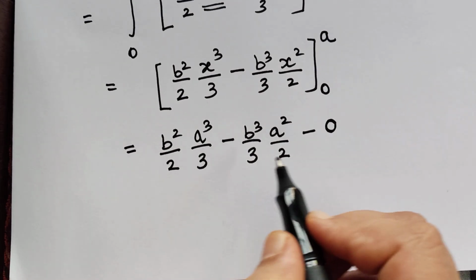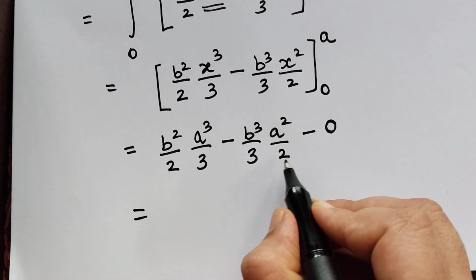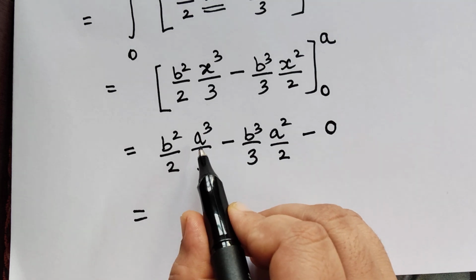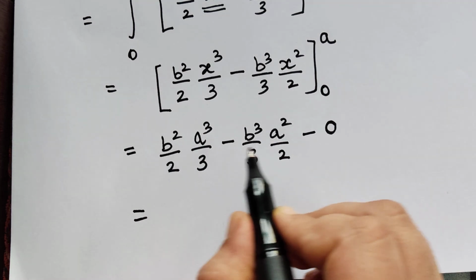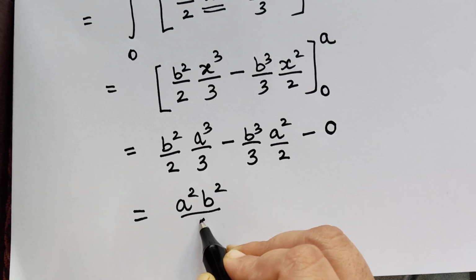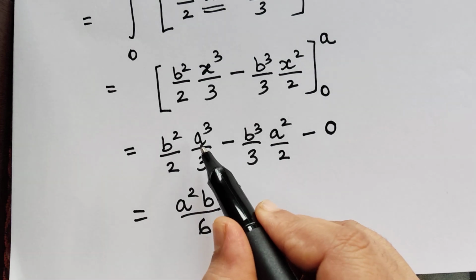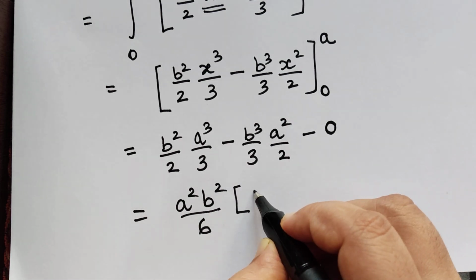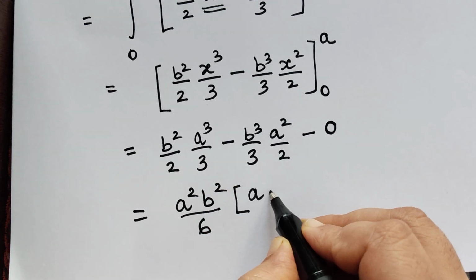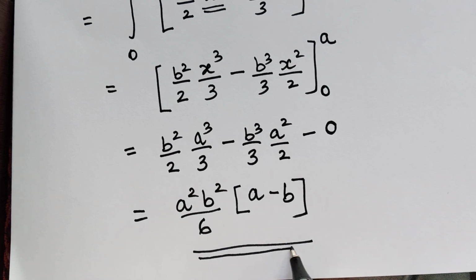And now we shall simplify this. In these two terms, we see that the denominator is 6. So it is common for both, and also in the numerator we could see that a squared b squared is common in both the terms, which can be taken out. So a squared b squared divided by 6 can be taken common out, and what we will be having inside, here we will be left out with a. So it will be a, and here we will be left out with b. So since we have minus here, it will be a minus b. So this is the required solution for the given integral.